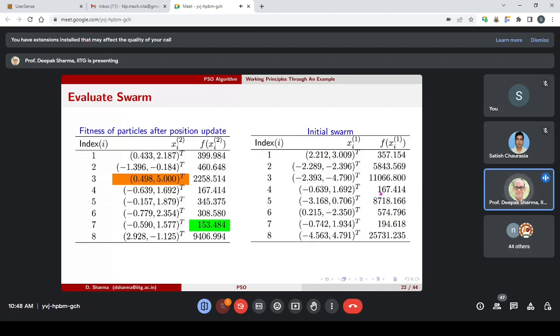This observation tells us that if we keep running PSO iteration by iteration, the fitness of one of the particles will keep on reducing, and after some time the PSO algorithm may converge to the optimal solution. Right. So now we are going to increase the generation counter by 1, so t equals t plus 1, equal to 2.